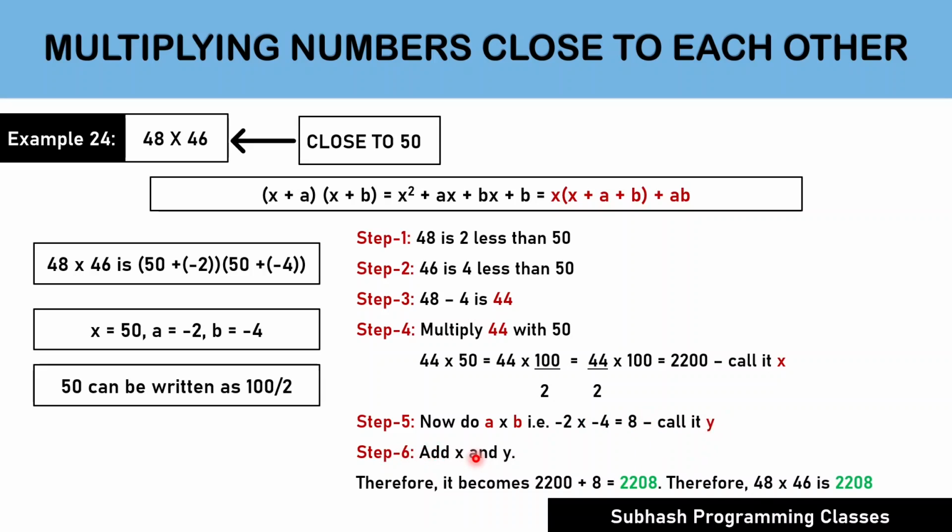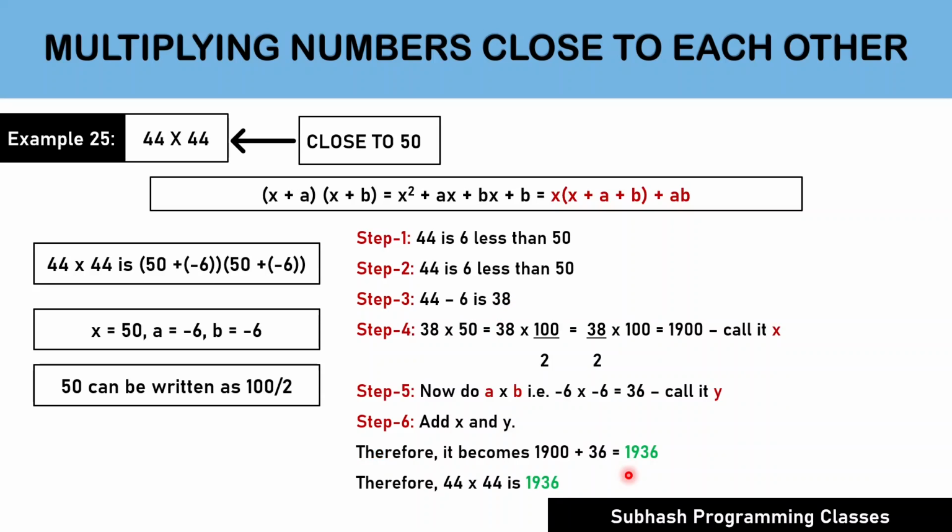And as the last step, let's add x and y. Therefore it becomes 2200 plus 8 and gives us the final answer as 2208. Therefore 48 into 46 is 2208.